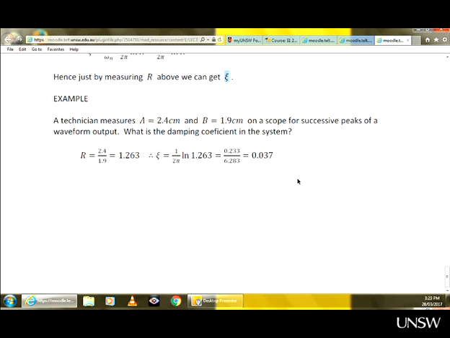Here is an example, a very simple one. You have two amplitudes. One is 2.4 centimeters. The other one is 1.9 centimeters. What is the damping ratio of the system? Now, of course, you should always be careful with units. But because you are taking a ratio, as long as the units are the same, you don't have to convert into meters and then apply. So the ratio is 1.263. Damping ratio, just apply this equation, which will be given in the exam if you need it. So you get 0.037, a very small damping.